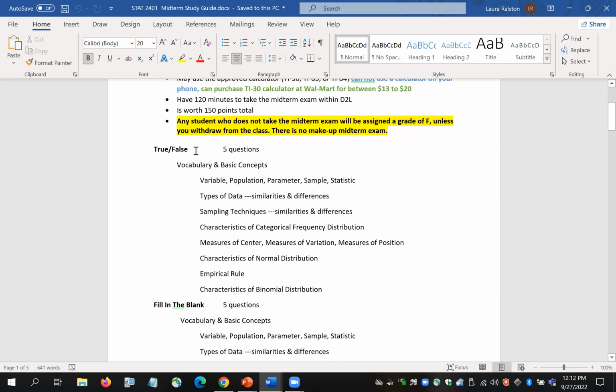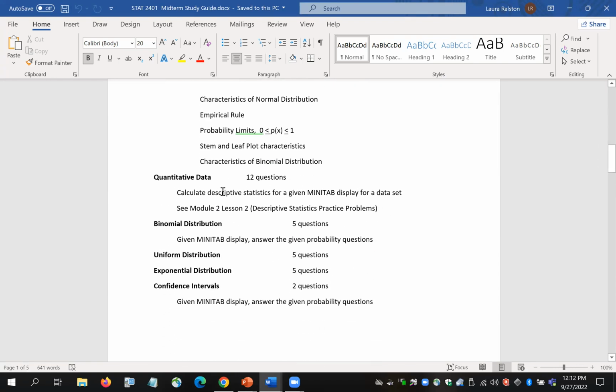There are 5 true false, 5 fill in the blank. There are 12 questions related to quantitative data. There is a question on a binomial distribution. There's 5 questions related to uniform, 5 questions related to exponential, and then 2 questions on confidence intervals. Okay, so that gives you kind of information on the layout.